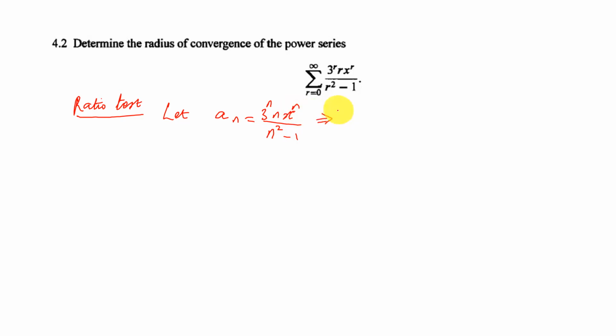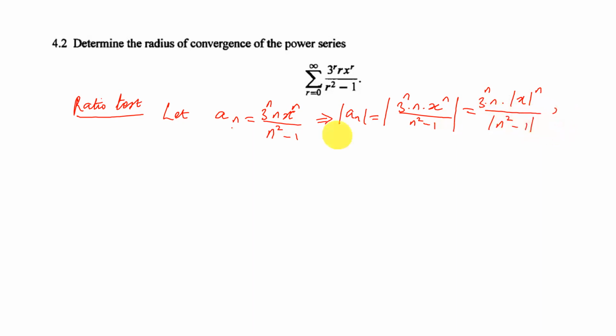And therefore, when we have these, we need to obtain the absolute value of a_n, in which case you have the absolute value of 3 to the power n times n times x to the power n, and you divide everything by n squared minus 1. And then you get here 3 to the power n, n, and x to the power n, divided by n squared minus 1, the modulus of these.